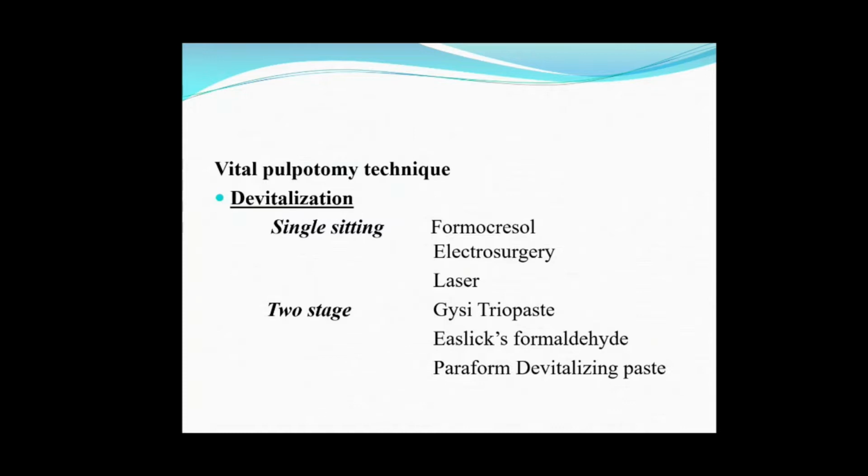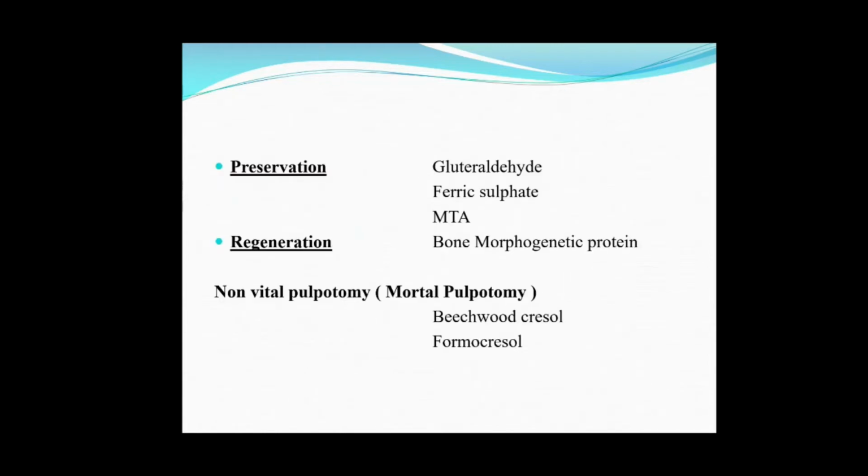In devitalization technique, there are single sitting and two-stage techniques. In single sitting, formocresol, electrosurgery, and lasers are used. In two-stage technique, Gysi triopaste, Easlick's formaldehyde, and paraform devitalizing paste are used. Coming to the preservation, glutaraldehyde, ferric sulfate, and MTA are used in this technique. In regeneration, bone morphogenetic protein is used. In non-vital pulpotomy, beechwood creosote, formocresol, and cresol are used.